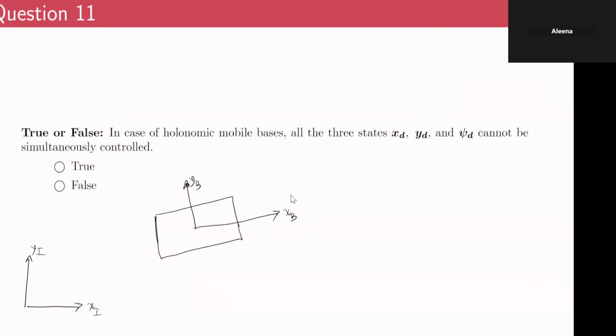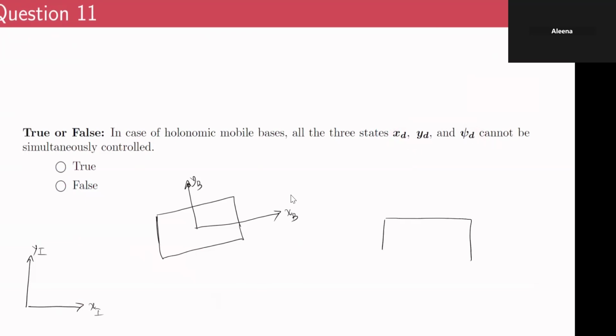Whether or not a robot is holonomic or non-holonomic depends on whether all these states can be controlled simultaneously. For example, take a differential wheel robot with two driven wheels like this. It can move along the longitudinal direction, and it can rotate about its own axis.